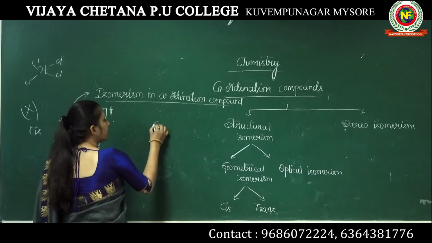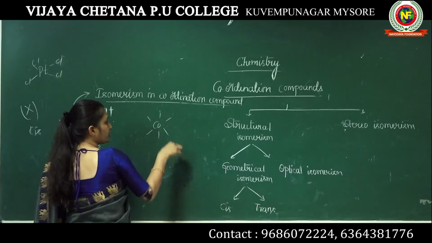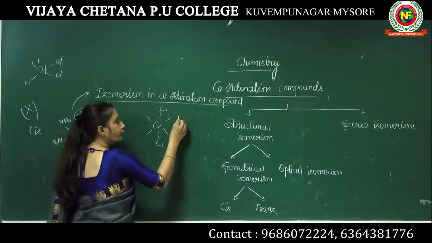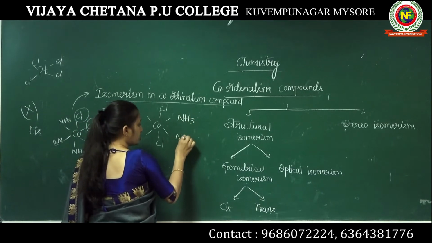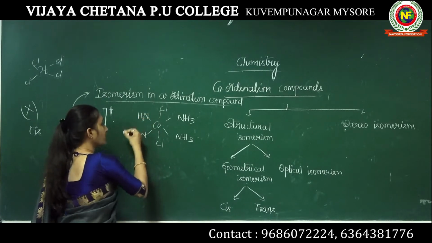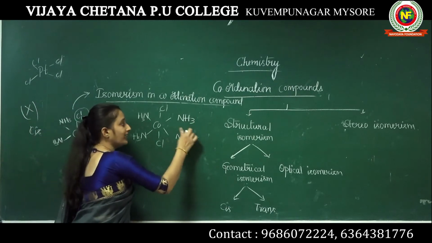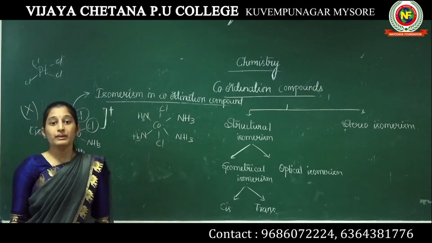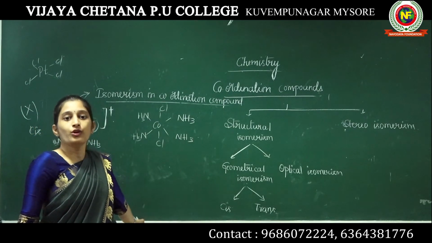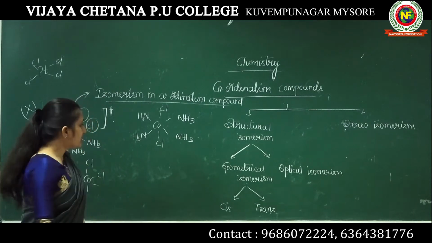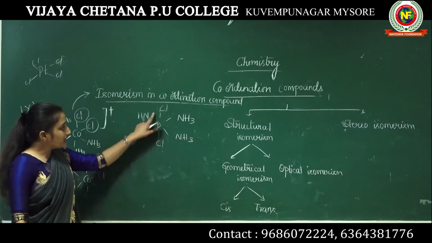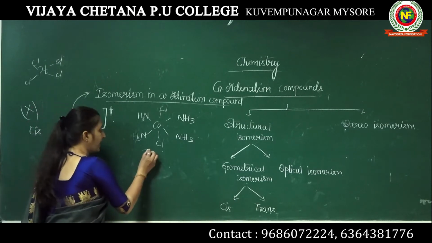How to write for trans? Co, 6 coordination number. Cl, Cl, remaining 4 NH3. You can ask, ma'am, here also NH3 NH3 are adjacent. But here the majority are 4 ammonia, but the least one is chloride. See, both the Cl groups are opposite. Once both the groups are opposite, it's nothing but trans.